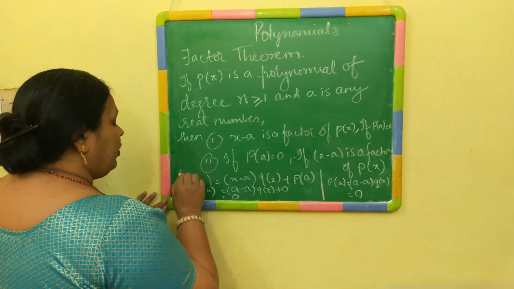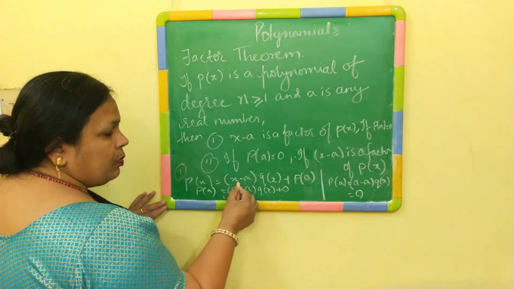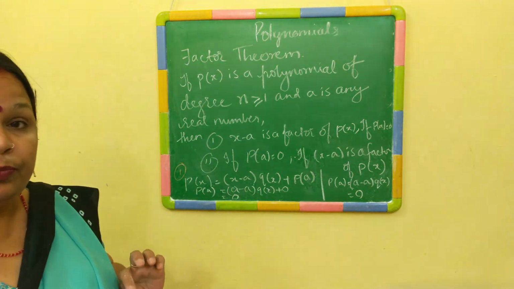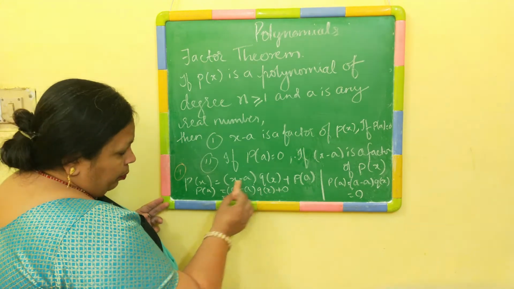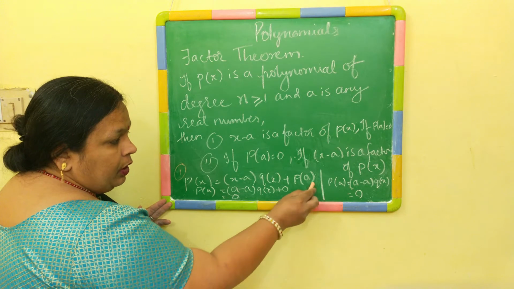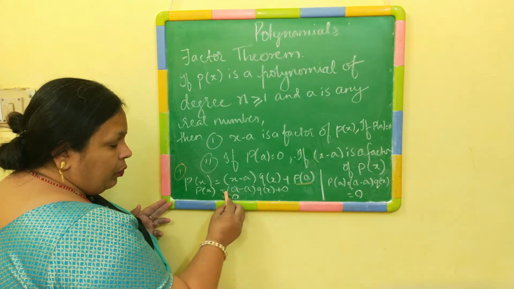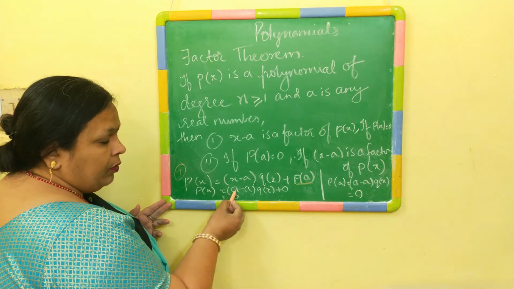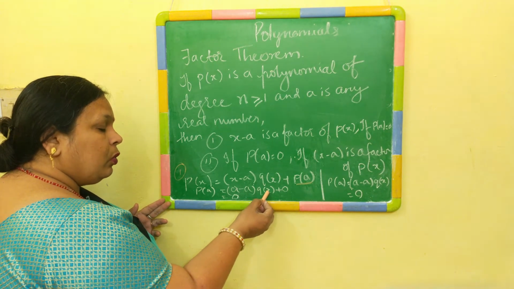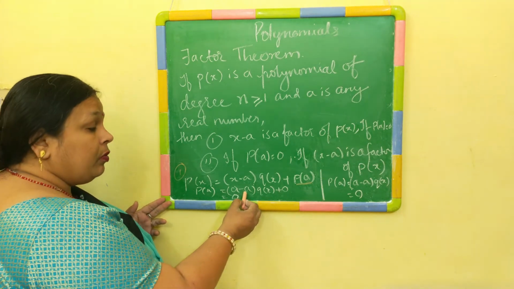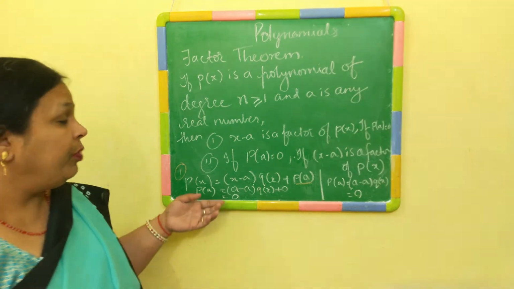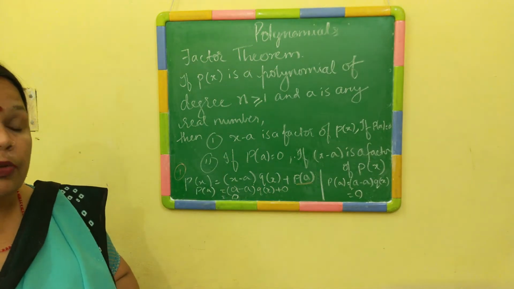For the verification of this, we have p(x) equals (x minus a) times q(x) plus p(a), as x minus a is the factor. Clear? Now p(a) should be 0. Instead of x, we are substituting the value a. So a minus a is going to be 0. Whatever the coefficient or the q value is, if it is multiplied by 0, the result is going to be 0. Hence, we can say that x minus a is a factor.